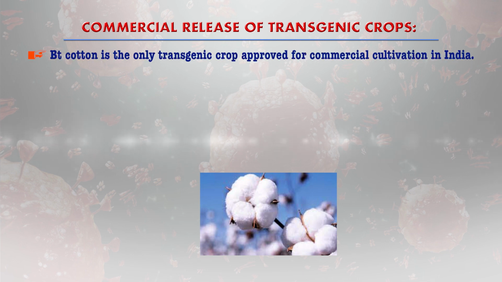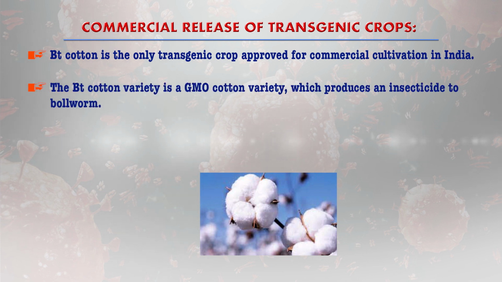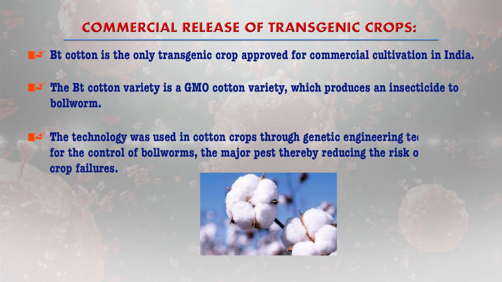BT cotton, you might have heard of this word quite often. So BT cotton is the only transgenic crop that is approved for commercial cultivation in India. And this BT cotton variety is a genetically modified organism cotton variety which produces an insecticide to bollworm. So the technology was used in the cotton crop through genetic engineering techniques for the control of the bollworms, that was the major pest, and thereby it was reducing the risk of crop failure.